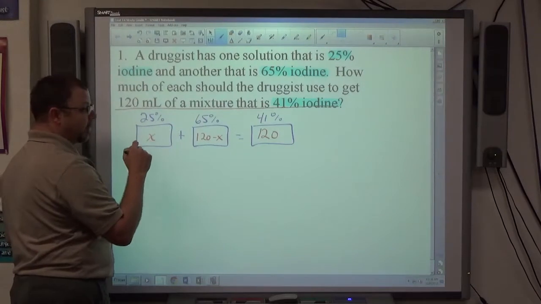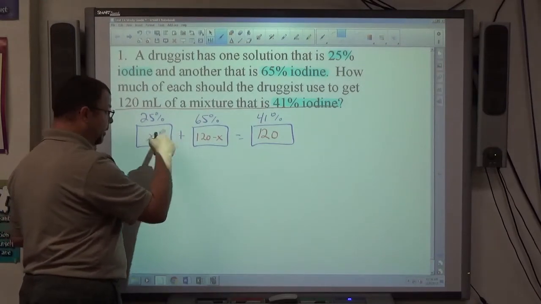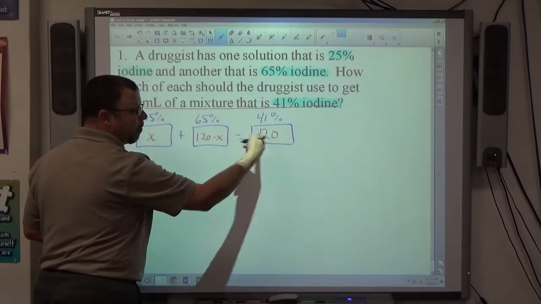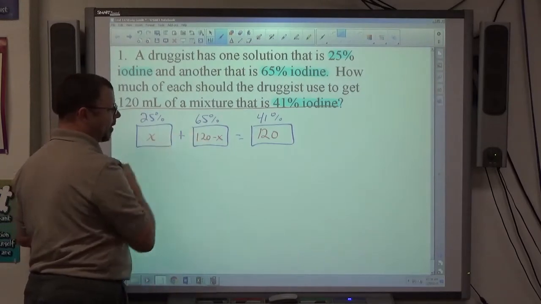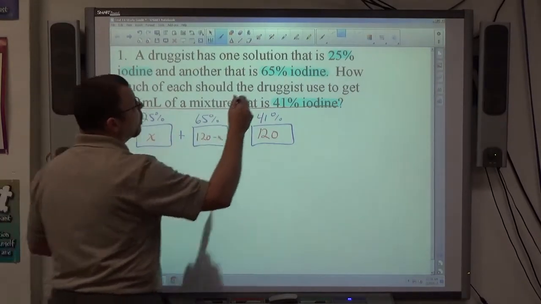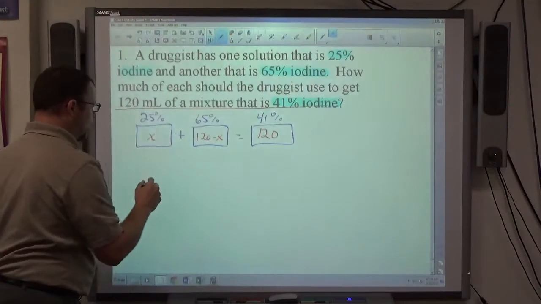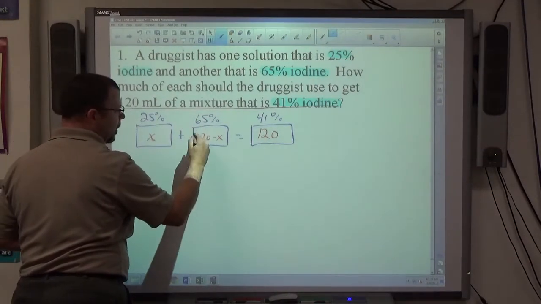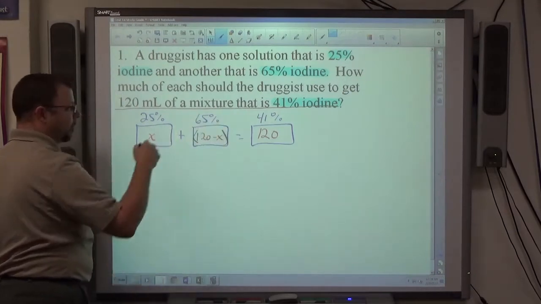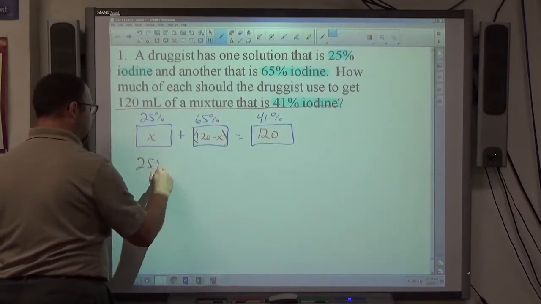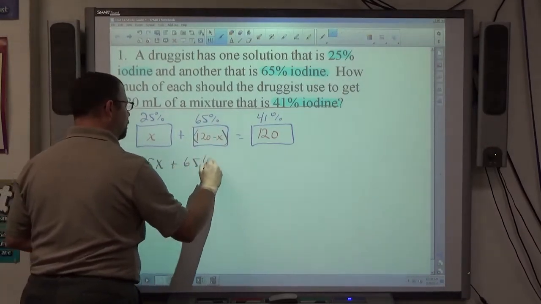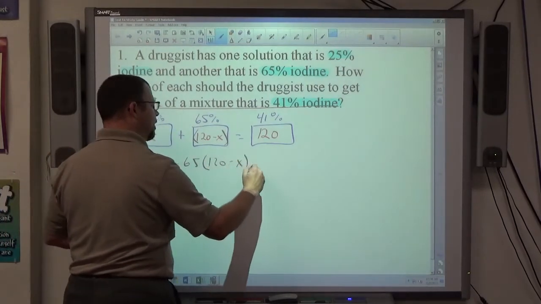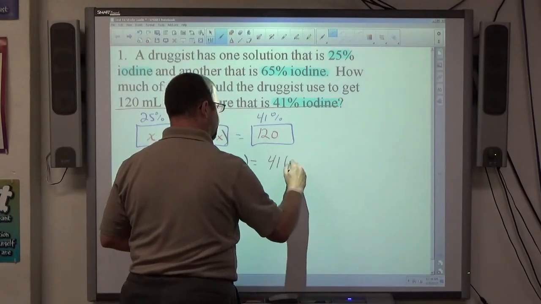So for the sake of this test, and anytime we're adding too weak and too strong to get a known amount, it's always going to be X and total minus X. And then once we get the boxes set up properly with our organizer, multiply percent times amount plus percent times amount, that's a binomial, equals percent times amount. So 25x plus 65 parentheses 120 minus x equals 41 times 120.